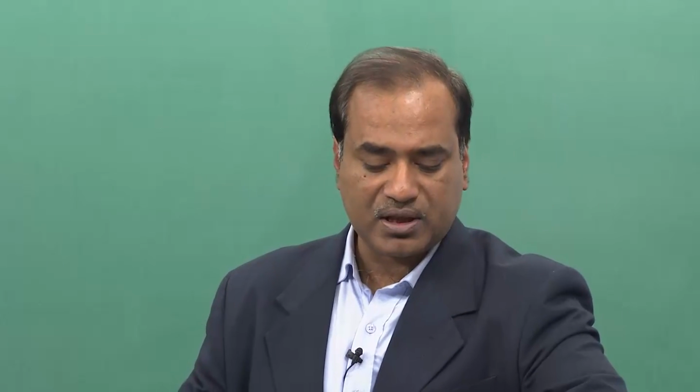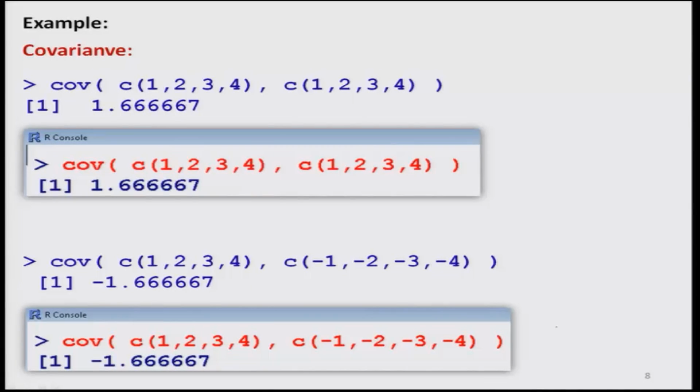Right. Now, we try to implement the covariance and correlation functions in the R software. So, if you try to see here, I am taking first two vectors, and both the vectors are identical, 1, 2, 3, 4, four values combined in a vector. So, this is my x vector and this is my y vector. You can see here the value comes out to be 1.66 and so on.